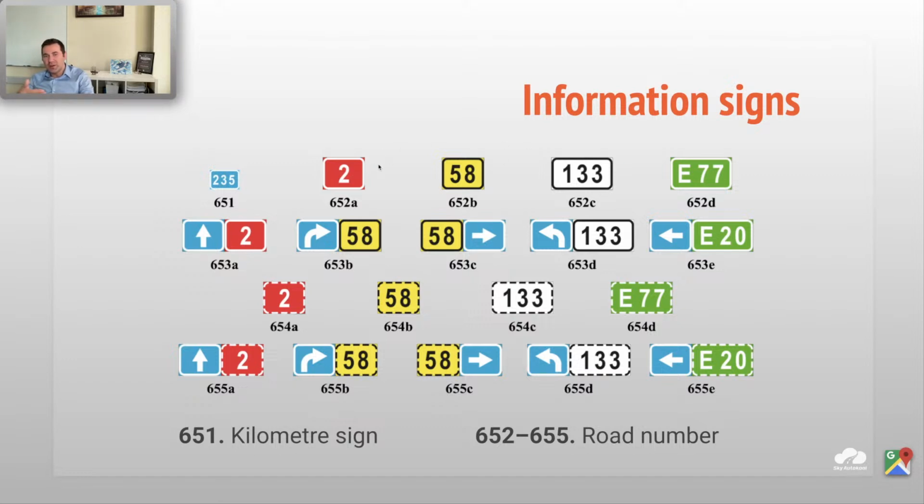So according to the Estonian register, this is regional national road number 2, and according to the international register, it's international road E77, which can be the same road. Okay. And then the next priority is the white ones. The yellow ones, for example, 58.